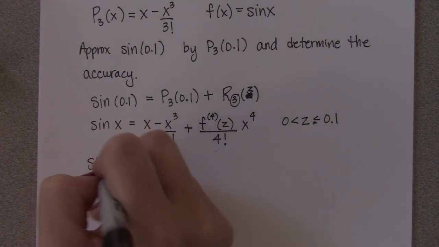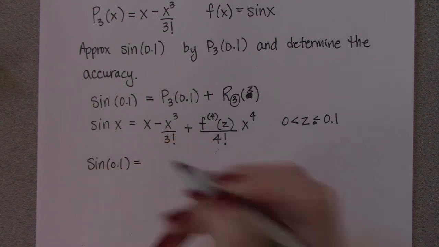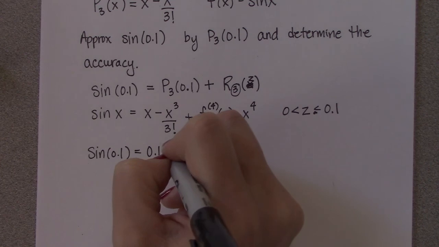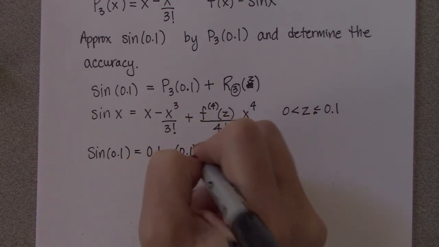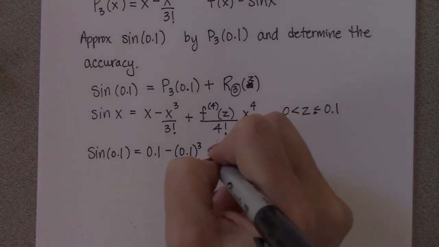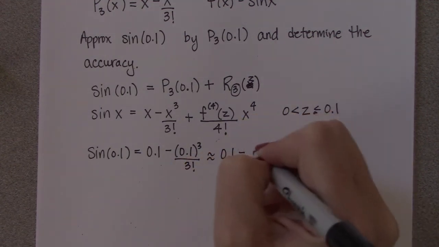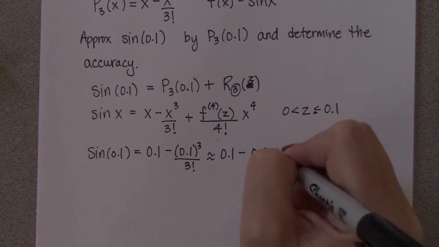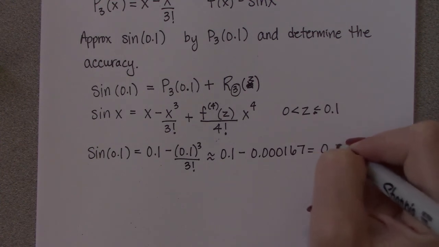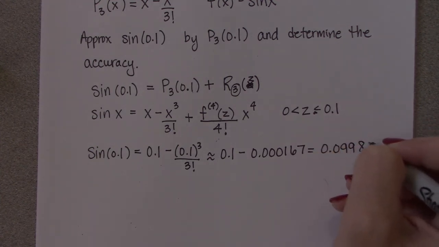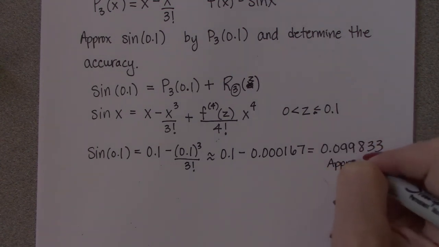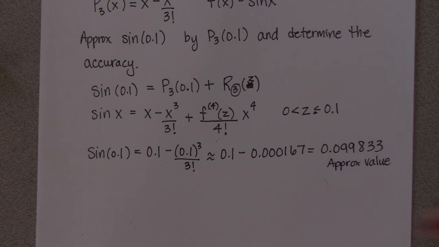So sine of 0.1 is going to equal 0.1, there's x, minus 0.1 cubed over 3 factorial. And this is 0.1 minus 0.000167, which works out to be 0.099833. So this is the approximate value because this is what came out of the polynomial.